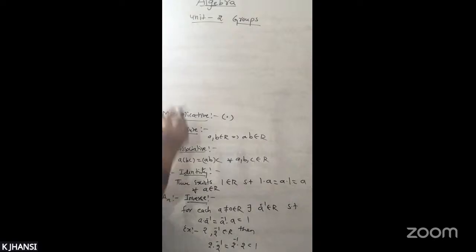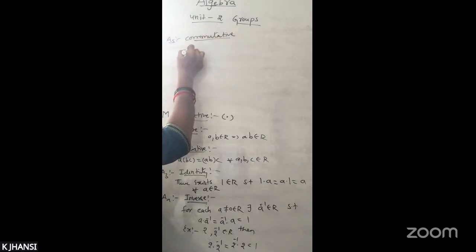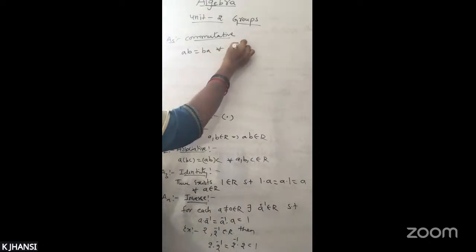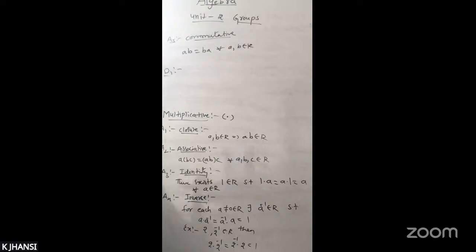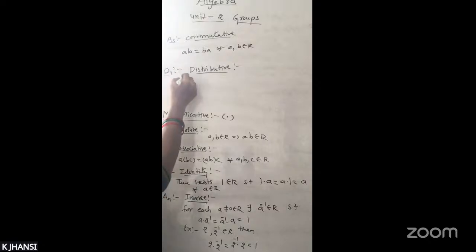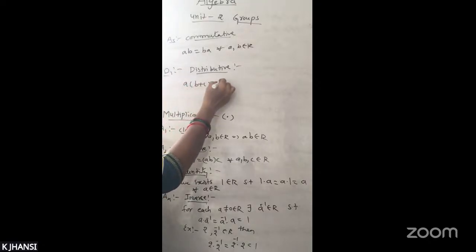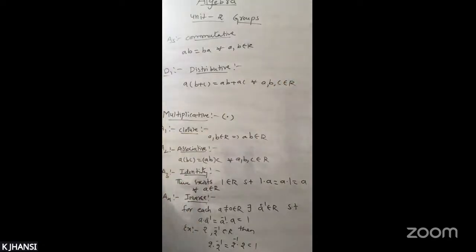After A4, we have A5, the commutative property. The commutative property is AB is equal to BA for all A, B belongs to R. Next, in multiplication, one more property will be there. That property is the distributive property: A into (B plus C) is equal to AB plus AC for all A, B, C belongs to R. This is the property called the distributive property.